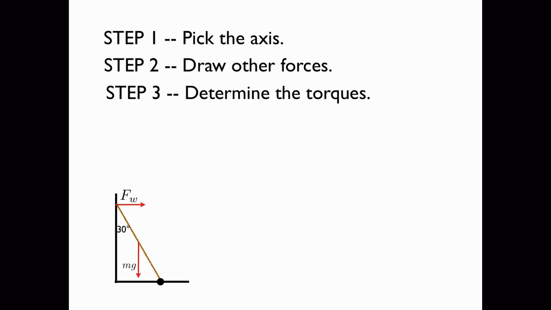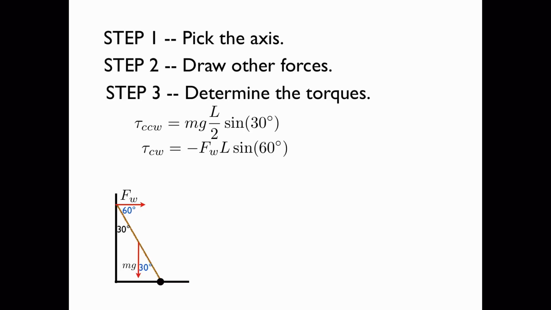Next, we'll determine the torques. We'll draw in the angles to make this a bit easier. The gravitational force acts to rotate the stick in a counterclockwise direction. The force is mg, the radius, or the distance from the axis, is L over 2, and the angle between the force and the stick is 30 degrees.